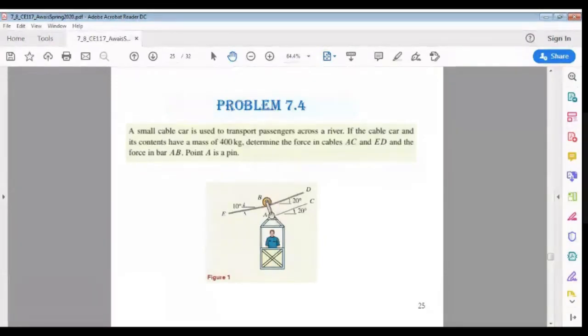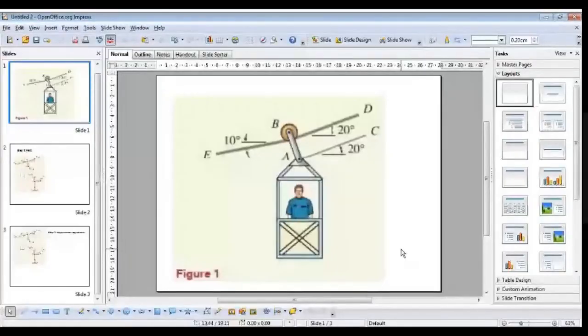So find out these forces in the cable AC and ED, and also find out the force in the bar AB. Okay, so the first step is to draw the free body diagram. Please draw the free body diagram, and if you can share it with me, so well and good. So let's say this is the structure. And if you want to draw the free body diagram, first of all draw the free body diagram of joint B.